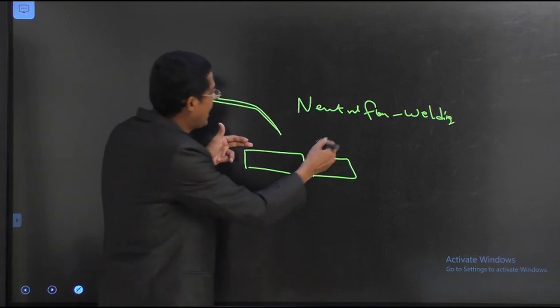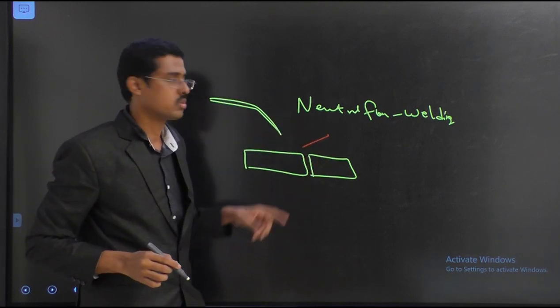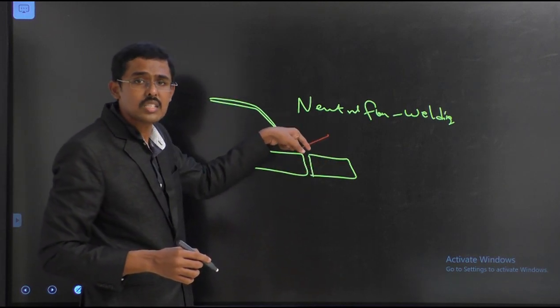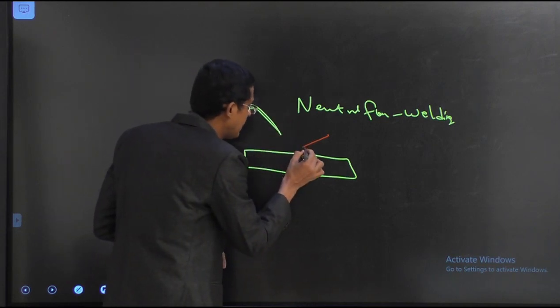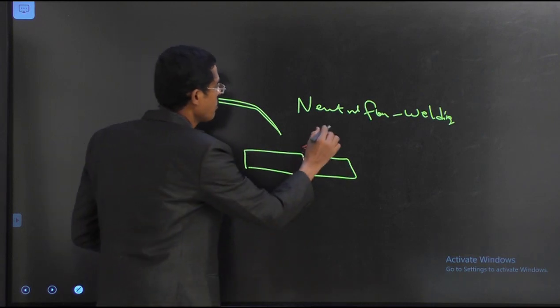On that we have to add the filler wire, here on this side. The heat will be passed over the filler wire, and it melts and gets deposited. Now I am not using this filler wire.